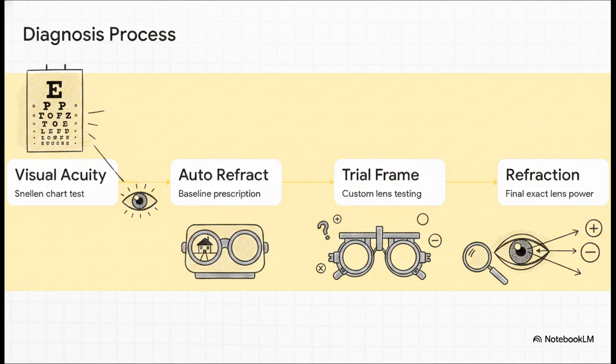Next up is the trial frame, where the doctor swaps different lenses in and out, asking which is clearer, 1 or 2. Finally, they do the final refraction, which locks in the exact lens power needed to shift that focal point perfectly back onto your retina.